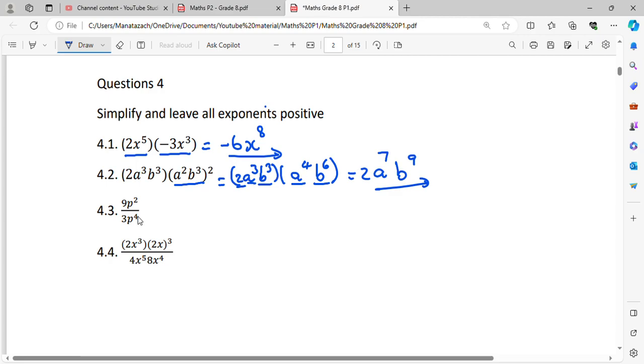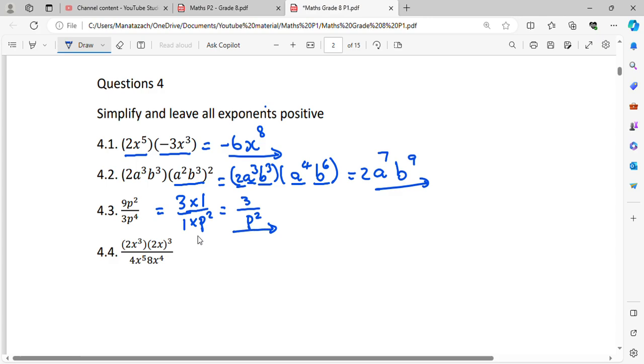And then question 3, here you'll have 9 divided by 3, so you can just divide, that will be 3 over 1, and then p squared is dividing at the denominator p to the power 4. So on top, instead of p squared, since it's a factor, it's going to be 1, and then at the bottom p to the power 4 will be 2, right? So you'll have 3 divided by p squared as your answer.